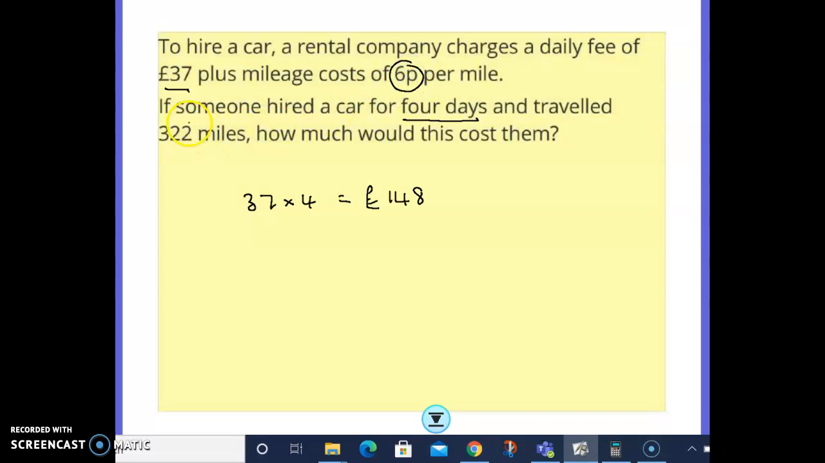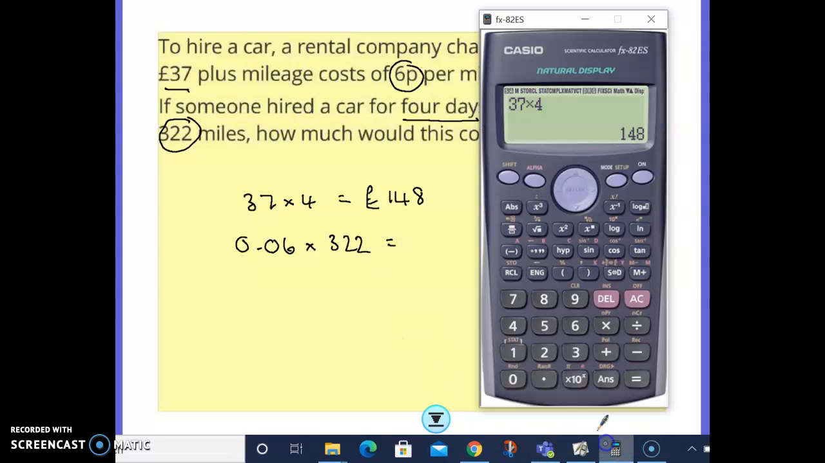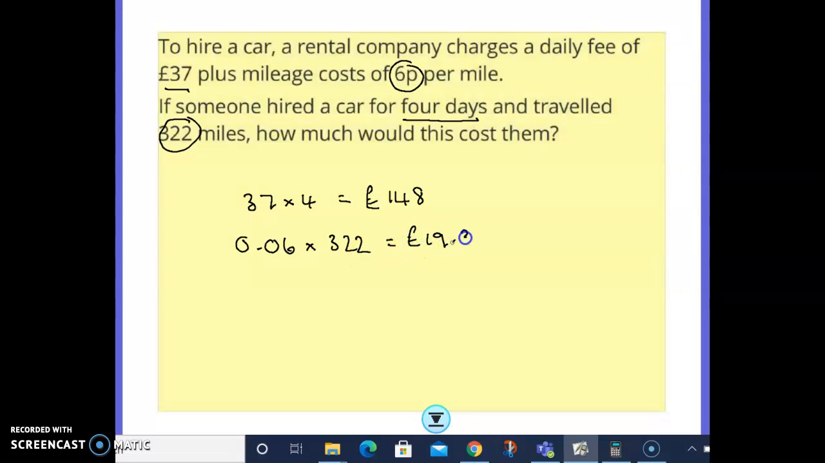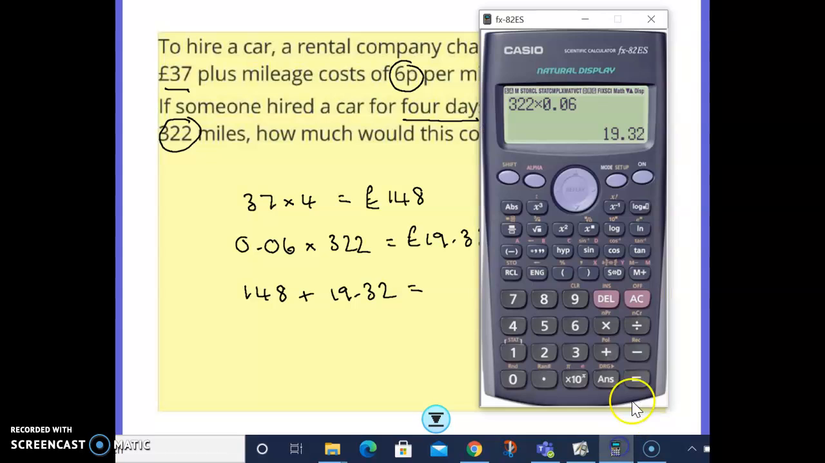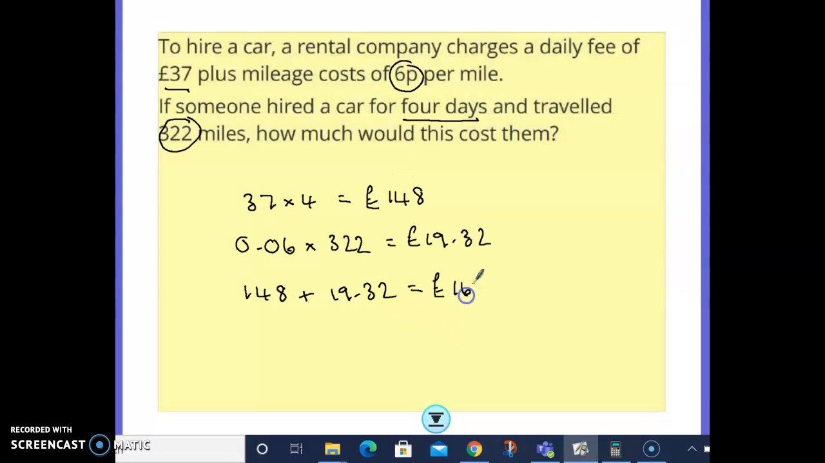Then if we look at the number of miles, what's your units here? It's 6p. For 322 miles, we're working in pounds. So I want that 0.06. Or you could work it out in pence and then divide by 100 to get it into pounds afterwards if you prefer. So 322 times 0.06 would be £19.32. And then we just add the two together. So 148 add £19.32, which is £167.32.